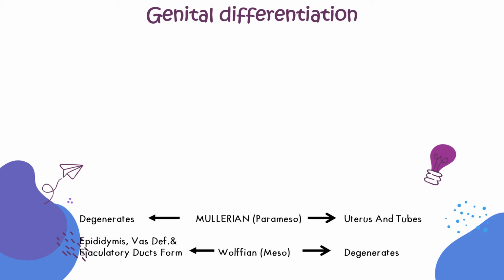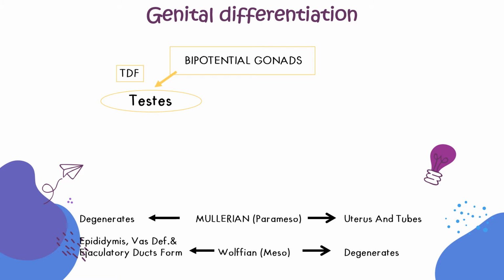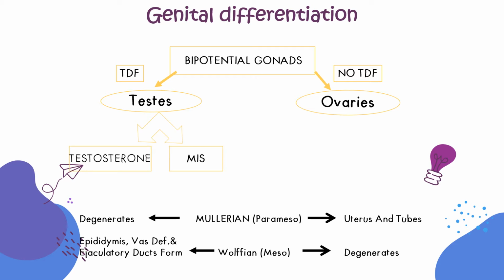Genital differentiation. So we have, as we have discussed, the bipotential gonads. That is, the gonad can go either way. So if there is testis determining factor, then it will get converted into testis. If testis determining factor is not present, then it gets converted into an ovary.